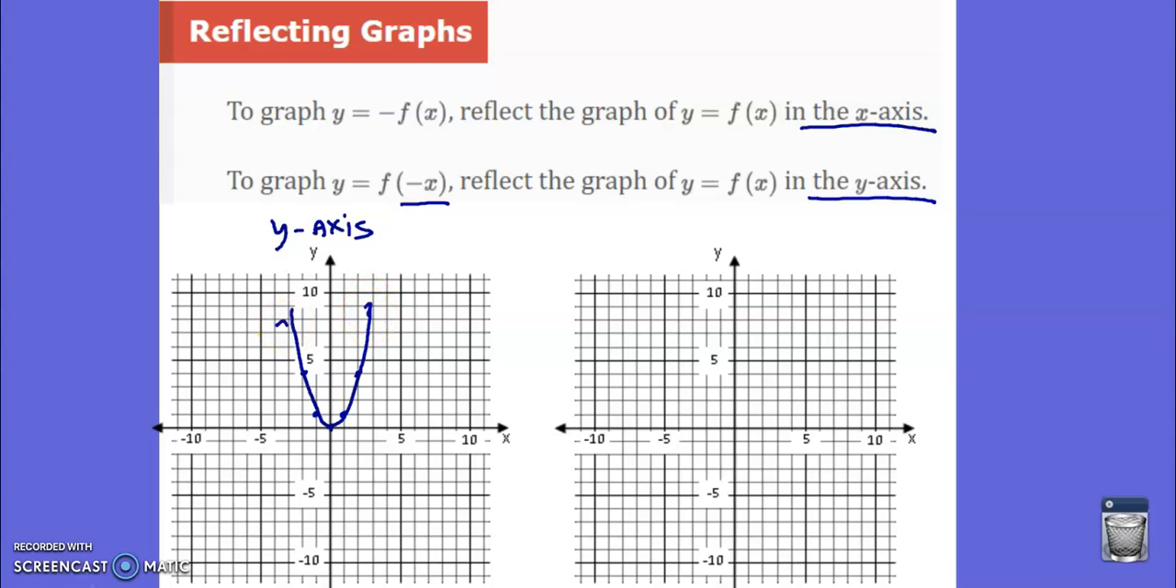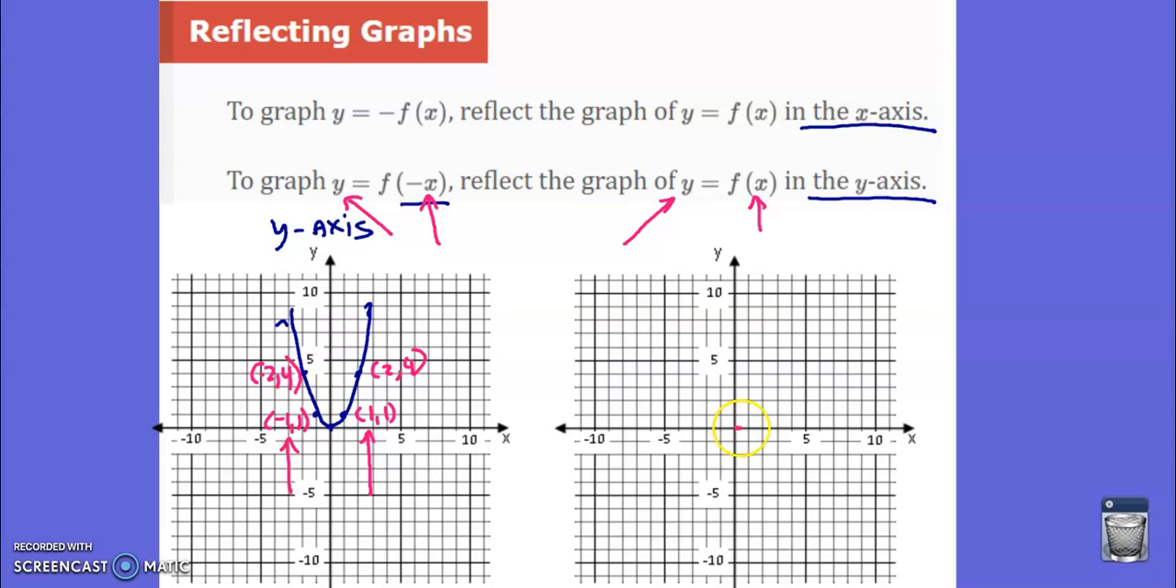So if you notice these points, this is the point 1, 1. This is the point negative 1, 1. Notice the x's on this. All I really did was take x and negative x, and notice I'm still going to end up with the same y value. Same thing here. This is the point 2, 4, and this is the point negative 2, 4. Notice the y values are the same, but the x values are just negative x and x. And the same thing with the x-axis.